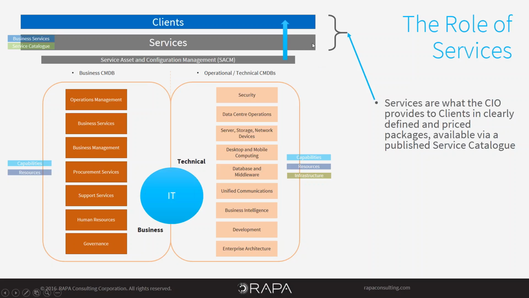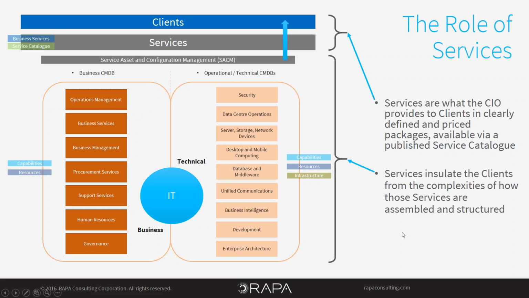And so this top layer here, clients being the consumers of things that IT delivers, bundled in packages that are business services through the service catalog. Everything else underneath this is a complexity to the client, but must be well managed within IT. So let's talk a little bit about the details underneath that feed up to the services. Richard, could you start on the business side?